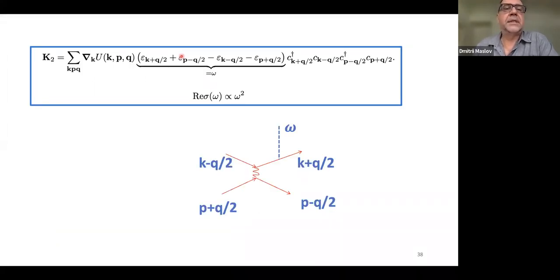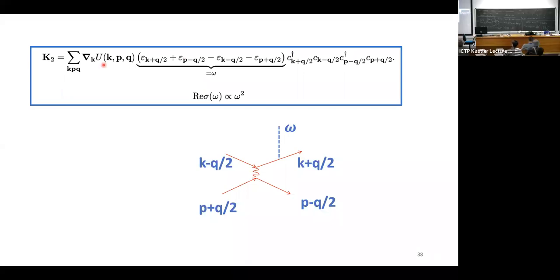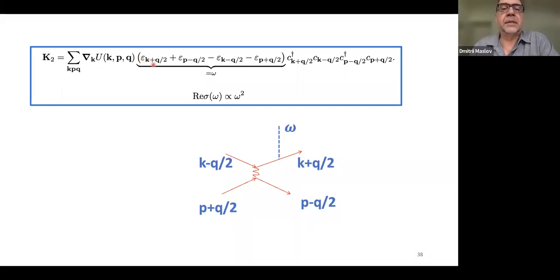Okay, so this is K2, but K2 contains just the difference of the final energies and the initial energies, because you commute the Hamiltonian, which contains the dispersion, with the interaction part of the current. But this interaction happens in the presence of a photon, so the difference in the energies is just equal to the energy of the photon. And so in this case, K2 is proportional to a factor of frequency, and therefore the conductivity has an extra factor of frequency squared.